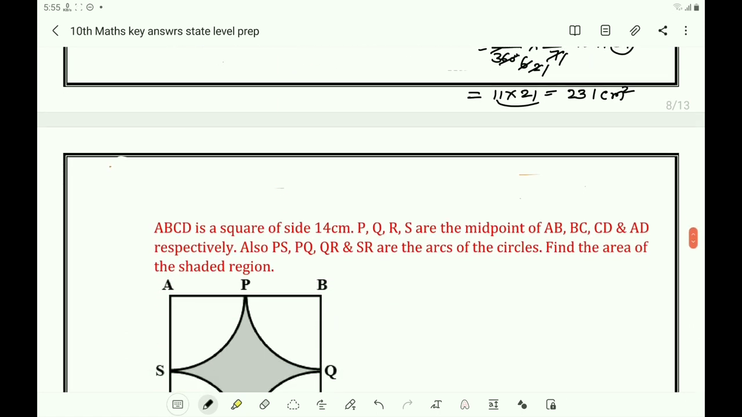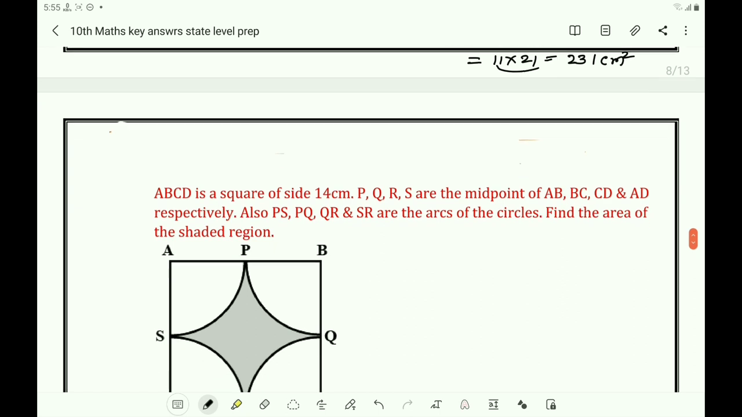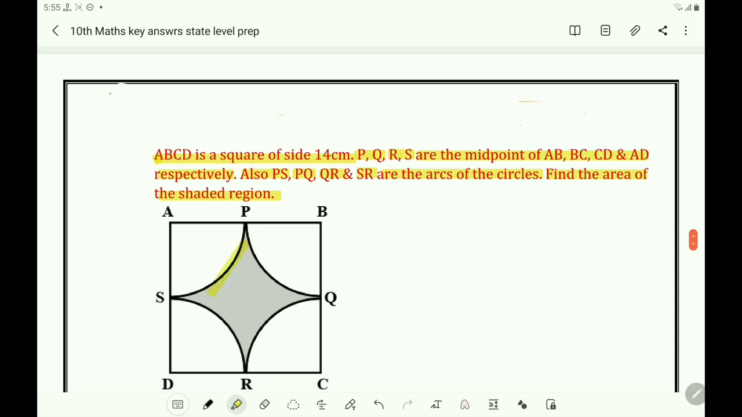Or question is there. What is that or question? ABCD is a square of side 14 centimeters. P, Q, R, S are the midpoints of AB, BC, CD and AD respectively. Also PS, PQ, QR and SR are the arcs of the circles. Find the area of the shaded region. Here we have to find the area of the shaded region.